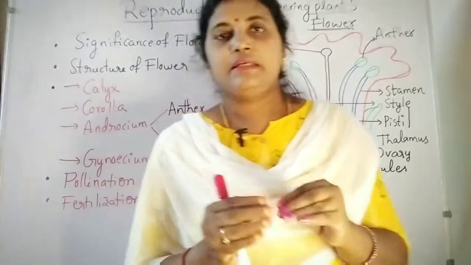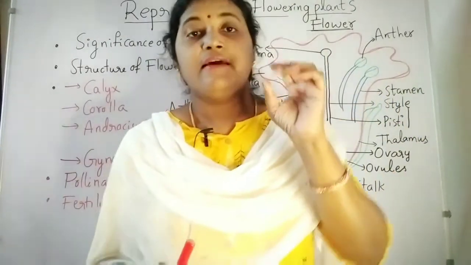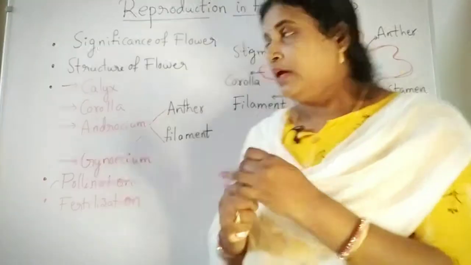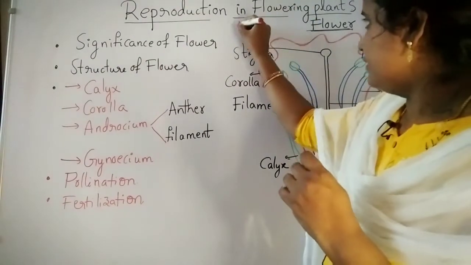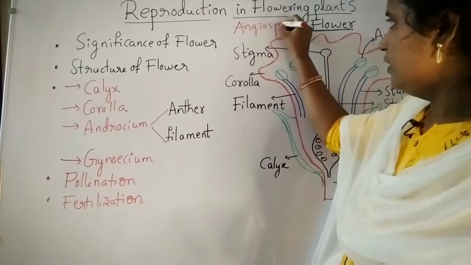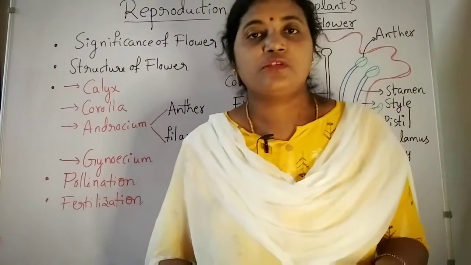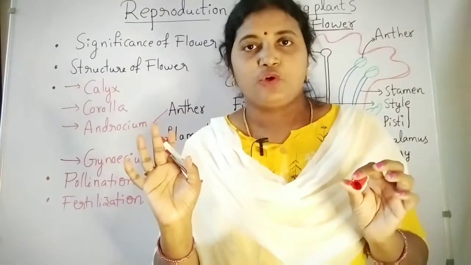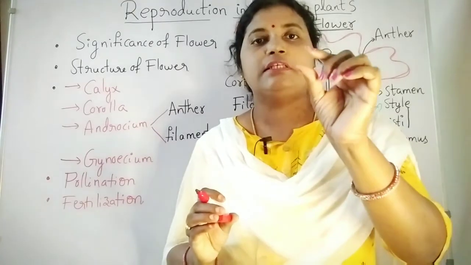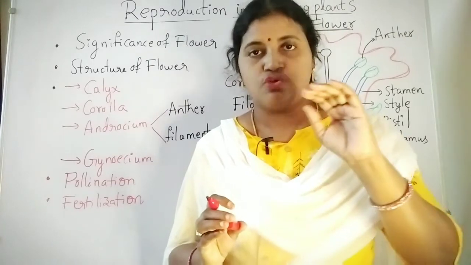Here, sexual reproduction mainly takes place only in the flowering plants. Flowering plants have another name, angiosperms. What is the meaning of angiosperms? True seeded plant. True seeded plant means the seed is completely covered by a seed coat. That type of plants are known as angiosperms.